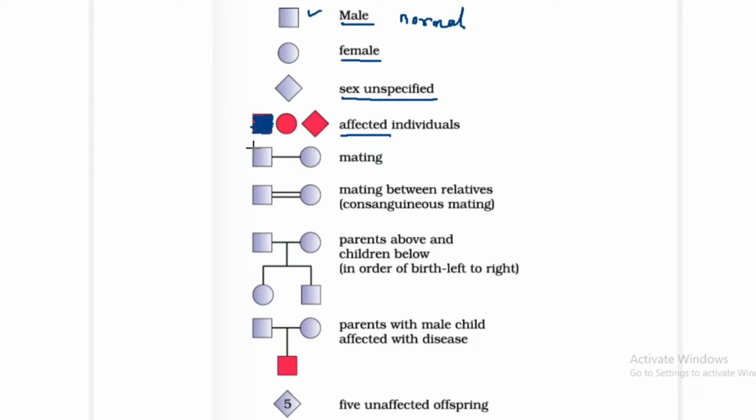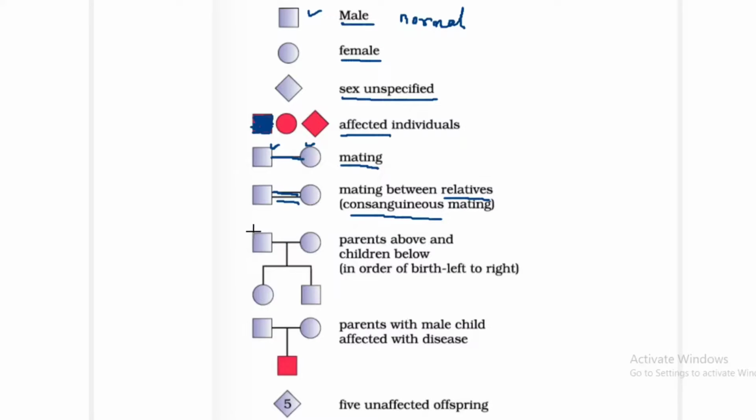And this one is male and female, and this line between male and female shows that there is mating between these two, there is marriage between this male and this female. And if there are two lines, that shows the mating is between relatives. Consanguineous mating means the blood related relatives are married.